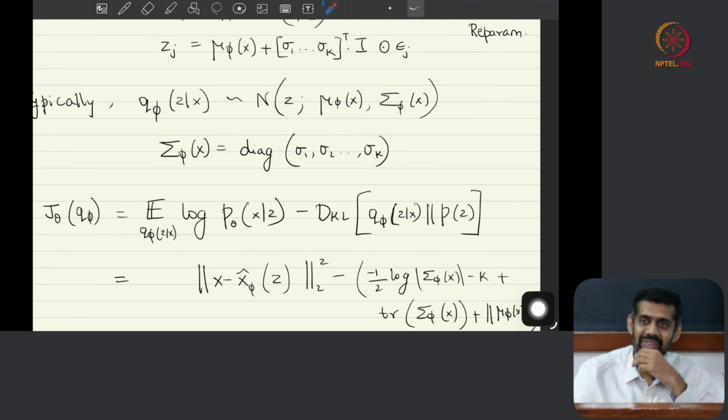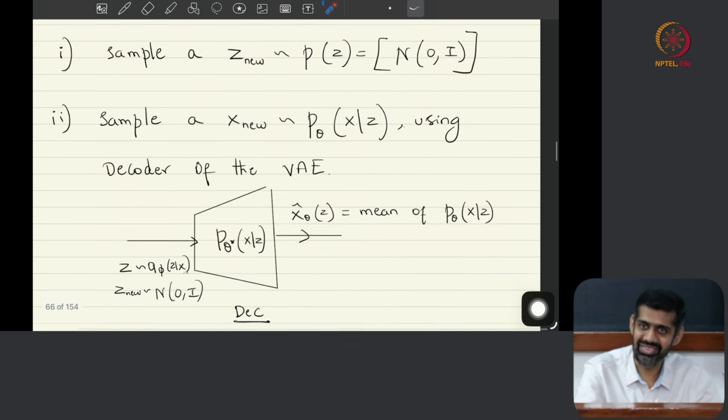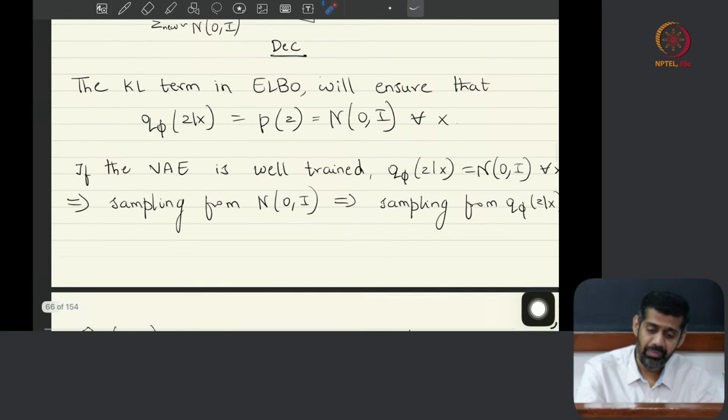Isn't this an issue? This is what is called posterior collapse, which we will discuss in the next class. But anyway, since the encoder is trying to make q phi of z given x be normal 0 1 for every x, the decoder has learned to take samples from normal 0 1 and give you the mean of p theta of x given z. That is why it works during inference, or it should work during inference. So, this is how you generate.